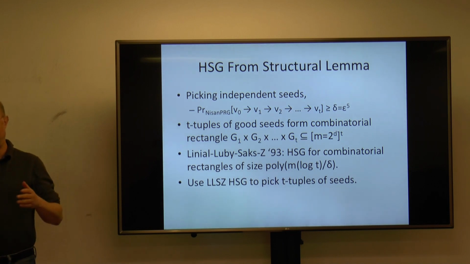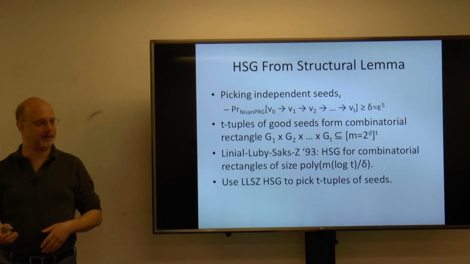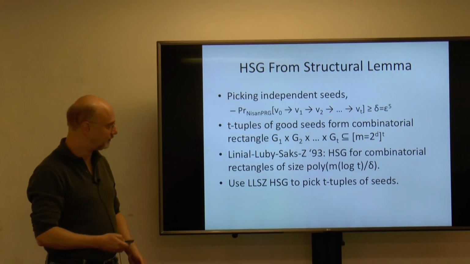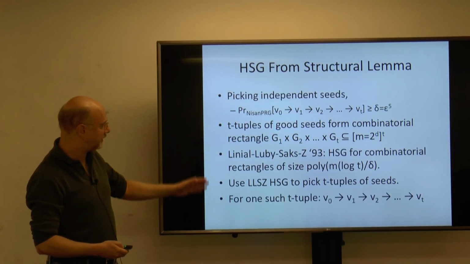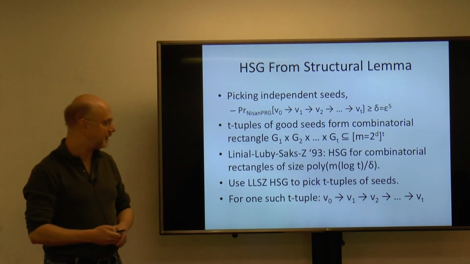Okay, there are a few problems. One is that we're cycling over all possibilities for where the VIs are. That's one issue, and then we lose something because of the structural lemma. But just to recap, for one such t-tuple, we do follow the path.